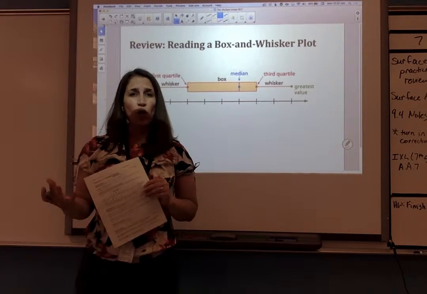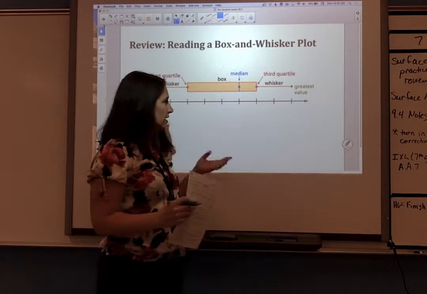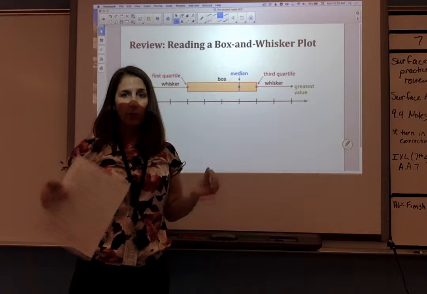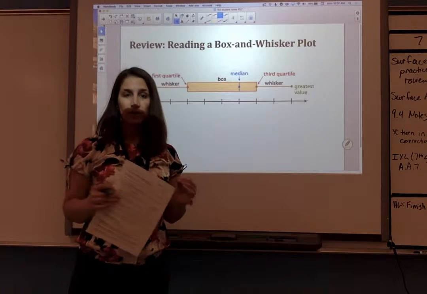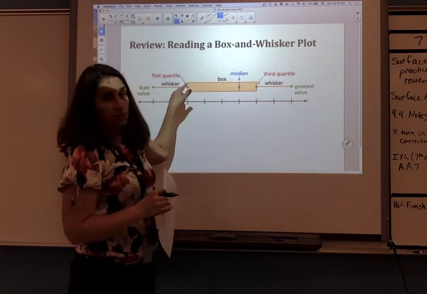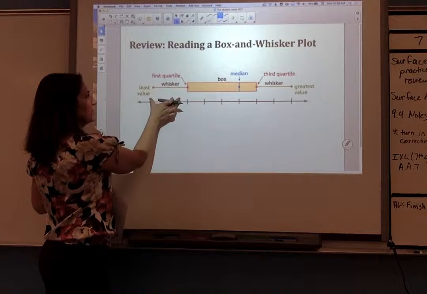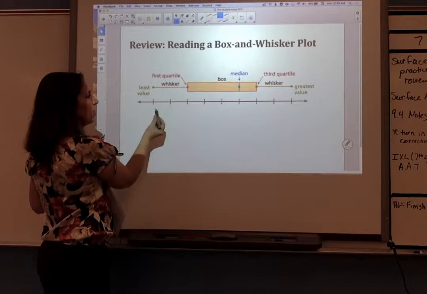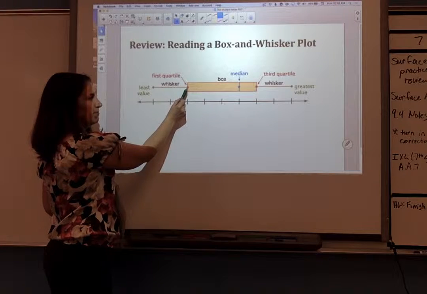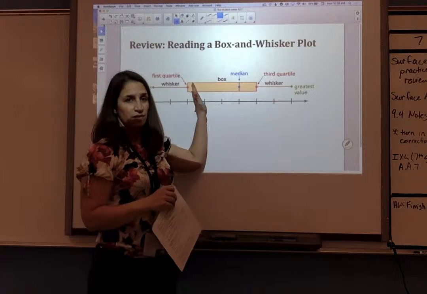This is a review. Hopefully you've seen a box and whisker plot before, but if you haven't, a box and whisker plot is a way to divide a set of data into 4 equal parts or quartiles. We call it a box and whisker plot because you can see a box and 2 whiskers. This first whisker is the first quartile of data. So all of the data values in the first quartile would be between this point and this point. The box contains the middle 50% of the data.